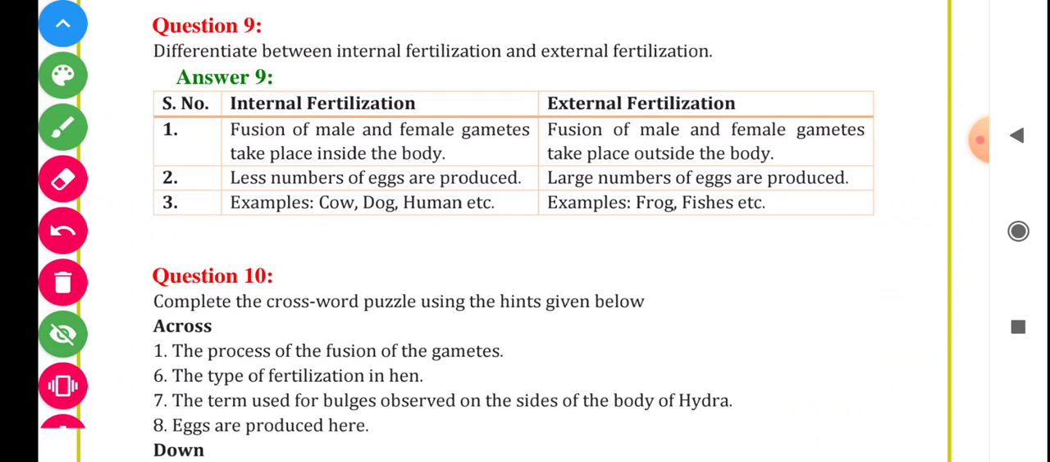Question number 9. Differentiate between internal and external fertilization. Internal fertilization means the fusion of male and female gametes takes place inside the body, while if the fusion of male and female gametes takes place outside the body, it is called external fertilization. In internal fertilization, a smaller number of eggs are produced, while in external fertilization a large number of eggs are produced. Examples of internal fertilization are cow, dog, human, etc. While in external, frogs and fishes are there.